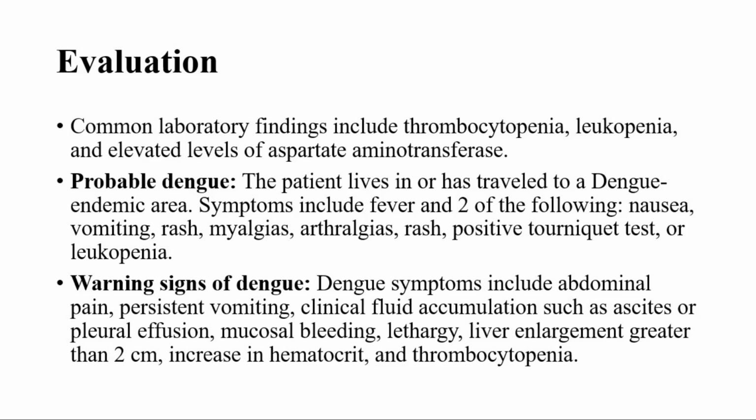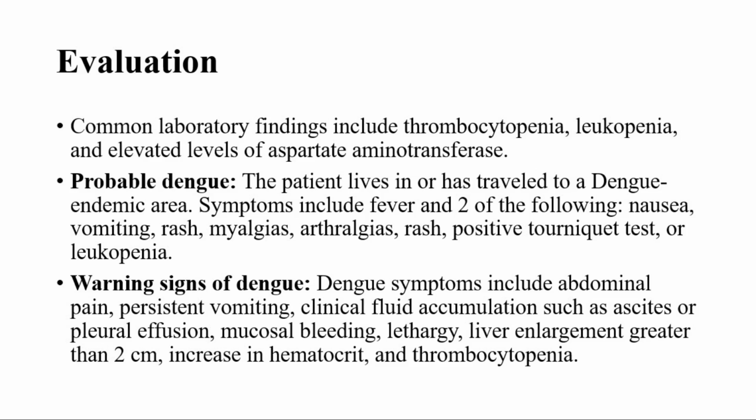Probable dengue is when the patient lives in or has traveled to a dengue endemic area and presented with dengue symptoms. Watch out for warning signs of dengue, which include abdominal pain, persistent vomiting, clinical fluid accumulation such as ascites or pleural effusion, mucosal bleeding, lethargy, liver enlargement greater than 2 centimeters, increase in hematocrit, and thrombocytopenia.